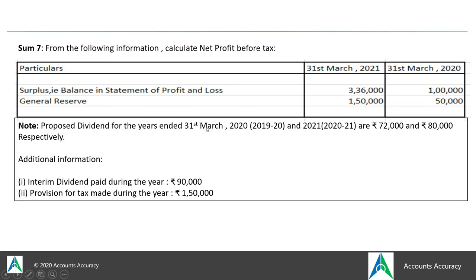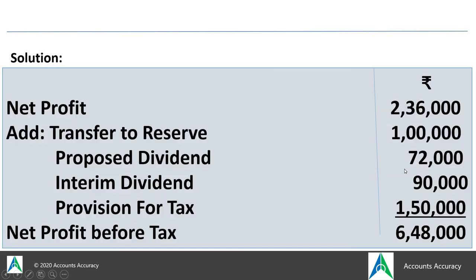Then we are provided with the proposed dividend. The proposed dividend of the previous year is only paid. The current year's will be paid next year. So that's why we need to ignore this 80,000 but we need to add this 72,000 to the net profit value. So here you can see the proposed dividend value, that is 72,000, got added.